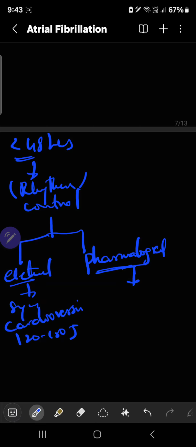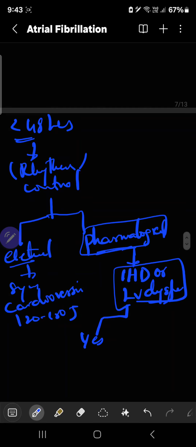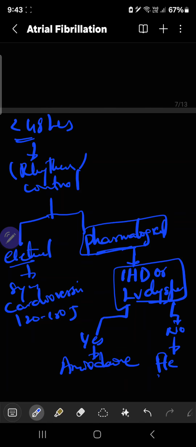In the pharmacological part, again you have to see if there is any evidence of ischemic heart disease or LV dysfunction. If there is LV dysfunction, then you have to give amiodarone. If there is no LV dysfunction, you have to give flecainide.